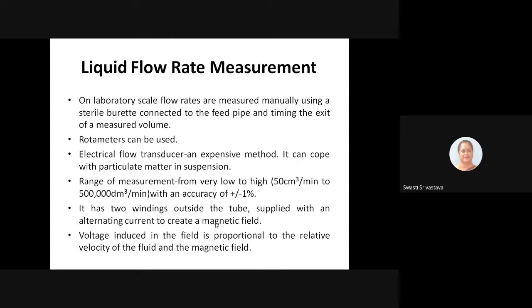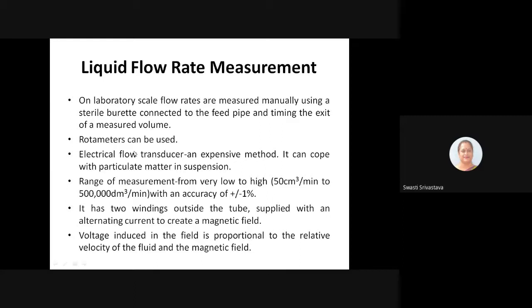Now on a laboratory scale, on a small scale, we can do it manually using a sterile burette that can be connected to the feed pipe, and if we time the exit of the measured volume, then we can know how much is the flow rate. We can also use rotameters for large scale applications, as we discussed for the gaseous components. In the same way here also the rotameters can be used. Only the consideration is that the liquid should not contain any kind of abrasive material.